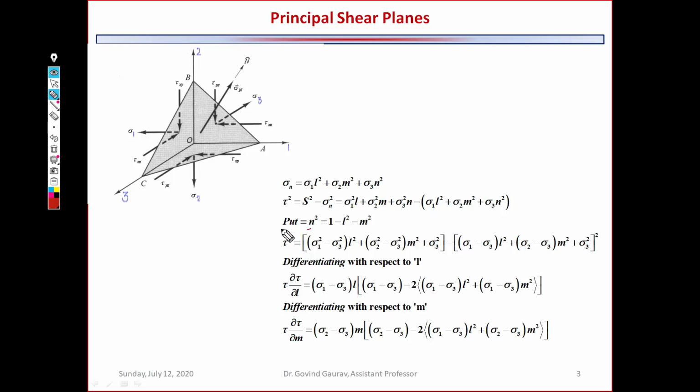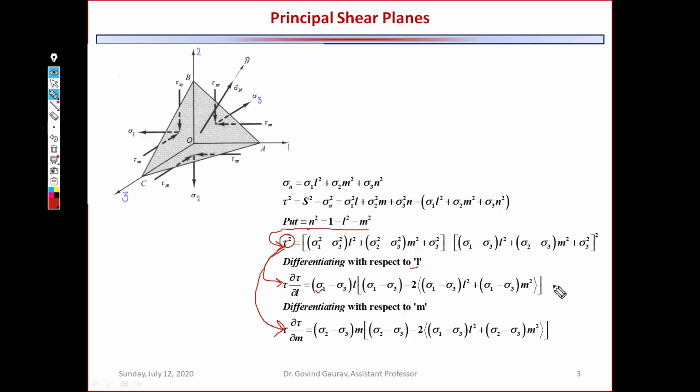But for the time being, let us substitute the values of N square is equal to 1 minus L square minus M square in this equation. We get this formulation, and if we differentiate these values with respect to L, we will get this equation. And if we differentiate this equation again with respect to M, we will get this formulation.